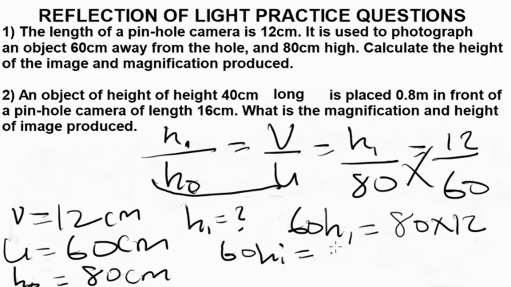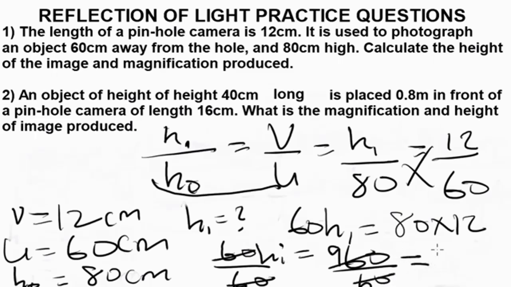So divide both sides by 60. So this will cancel this. Therefore, our HI will be 960 divided by 60, which will give us 16 cm. And this will be the image height. So that's it for question 1. Now let's wipe this and solve for question 2.